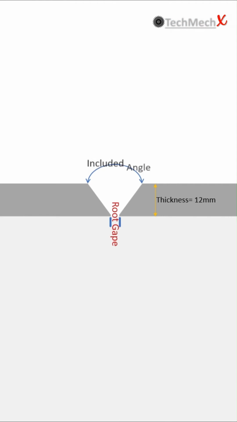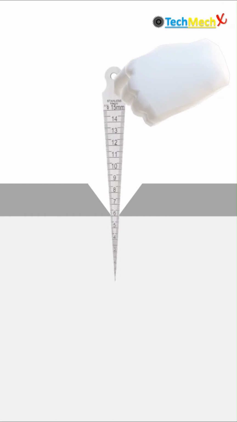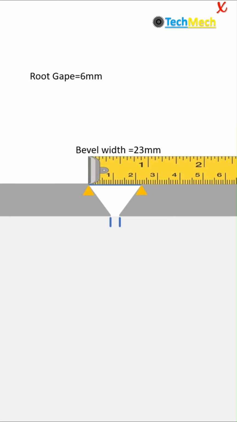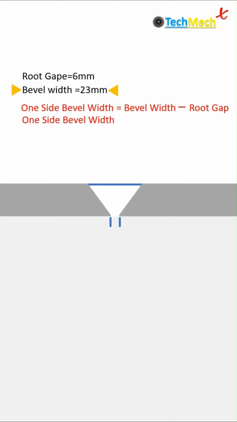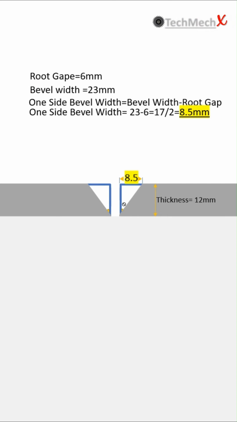First, record the root gap by using a root gap gauge. Measure the bevel width by using a measuring tape. To calculate the bevel width on one side, we subtract the root gap from the overall bevel width. In this case, the bevel width is 23 mm and the root gap is 6 mm. Therefore, the one side bevel width is equal to 23 mm minus 6 mm, which is equal to 17 mm.